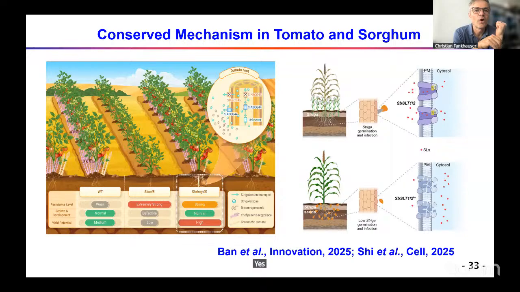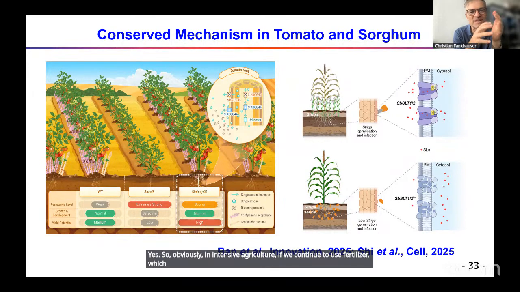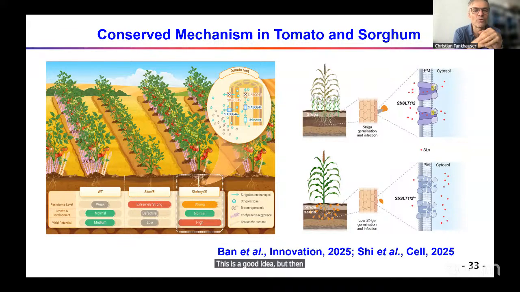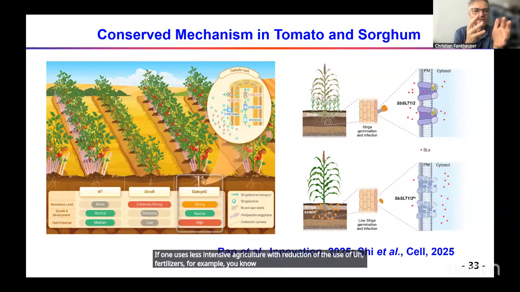Obviously, in intensive agriculture, if we continue to use fertilizer, which we're trying to diminish, right? This is a good idea. But then the important question is how well does it work if one uses less intensive agriculture, with reduction of the use of fertilizers, for example. Would the balance between the positive effects and the negative effects be a little bit different? I guess that's the question.